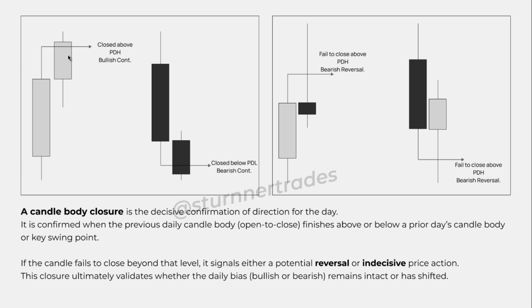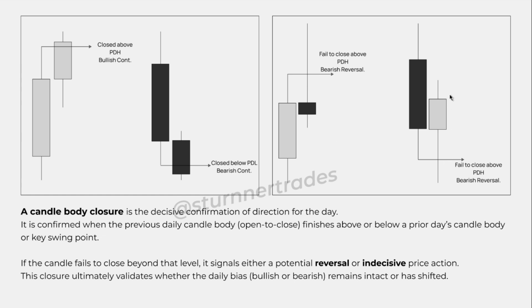So how do we use it? If the daily body closes above the previous high, previous candle or swing point, that's a strong confirmation for bullish continuation. And if the daily body closes below a previous low, previous candle or a swing point, that's a strong confirmation for bearish continuation. But if the candle fails to close beyond those levels or closes back inside the previous day's range, that signals indecision or often a setup for a potential reversal.